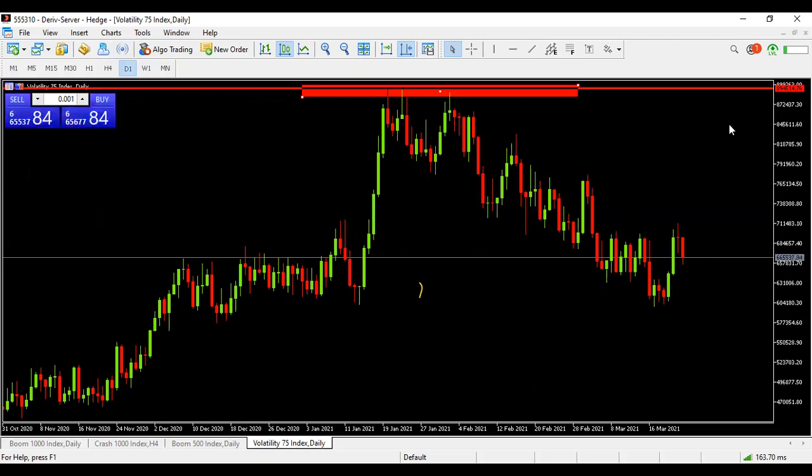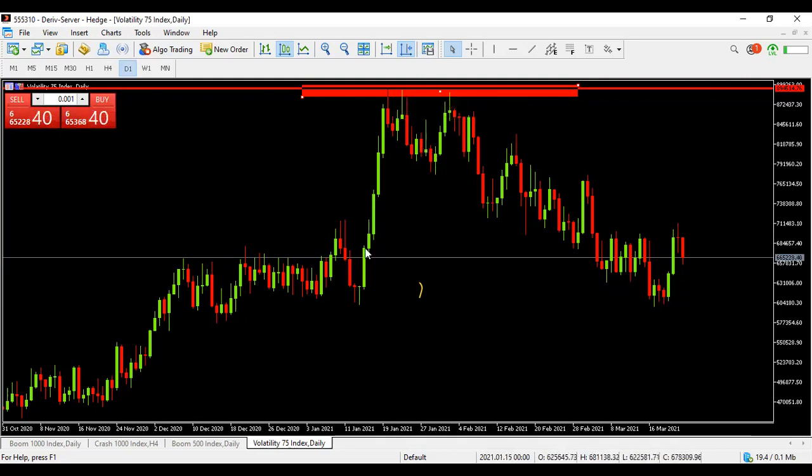You don't want to use 1 hour, 30 minutes, 15 minutes to ascertain the movement of the market. You want to use a higher time frame to identify the market structure. So if you look at my chart, I'm using the daily time frame. All right. Now, according to the daily, how do I know that the market is a downtrend?